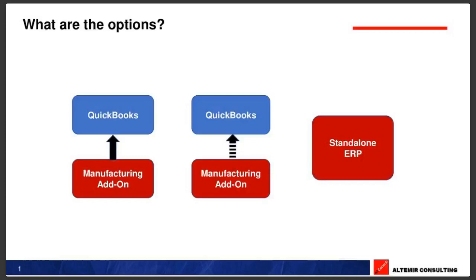The first approach is to tie the add-on system to QuickBooks with a hard interface so that transactions executed in the add-on system are automatically passed to QuickBooks. The second approach is for the interface to be more of a soft interface, where you instead rely on reports from the add-on system to manually transfer journal entries into QuickBooks, perhaps as part of a month-end accounting process. The third option, of course, is to forgo QuickBooks altogether and just use a completely integrated ERP system.